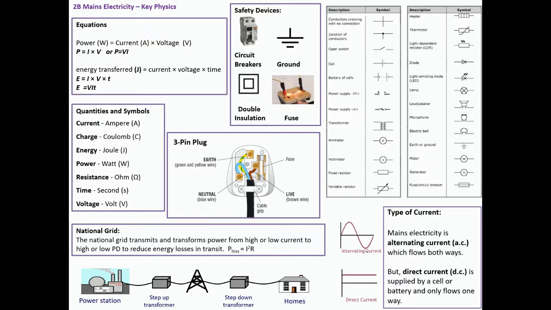You need to know the difference between alternating current and direct. So AC goes 2 ways, DC just goes 1. So there you go. That's mains electricity, quick summary.